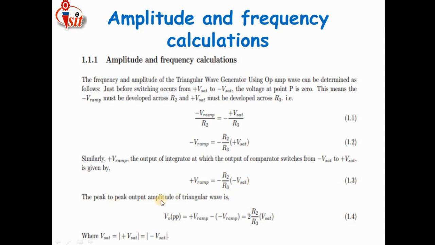The peak to peak output amplitude of the triangular wave is V output peak to peak is equal to positive V ramp minus negative V ramp, which is equal to 2 multiplied by R2 divided by R3 V saturation, where V saturation is equal to positive saturation is equal to modulus of negative saturation. That means whatever the values present related to positive V saturation and negative V saturation, they are considered as only positive.